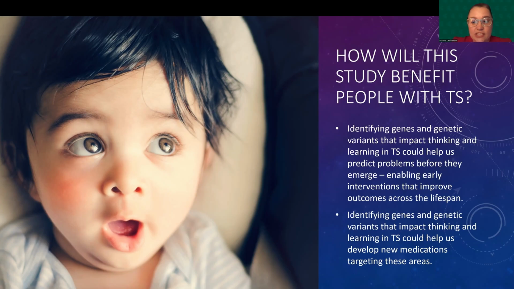Second, identifying genes and genetic variants that impact thinking and learning in TS could help us develop new medications targeting these areas that are really specific to TS, as opposed to the more generic treatments and interventions that are currently available. So I hope you've enjoyed learning about our study, and if you're eligible, I hope you'll consider participating. Thank you so much for your time.